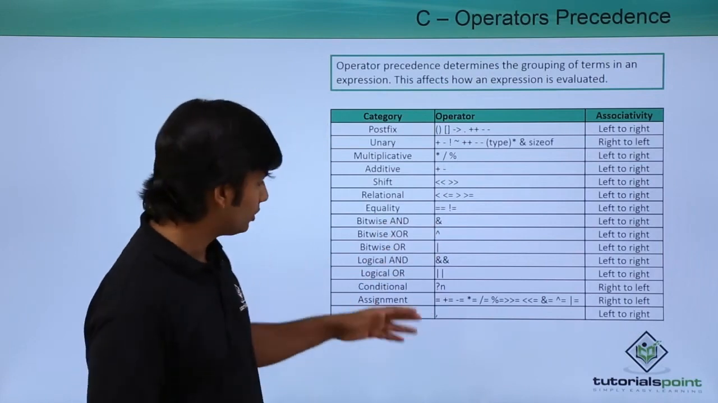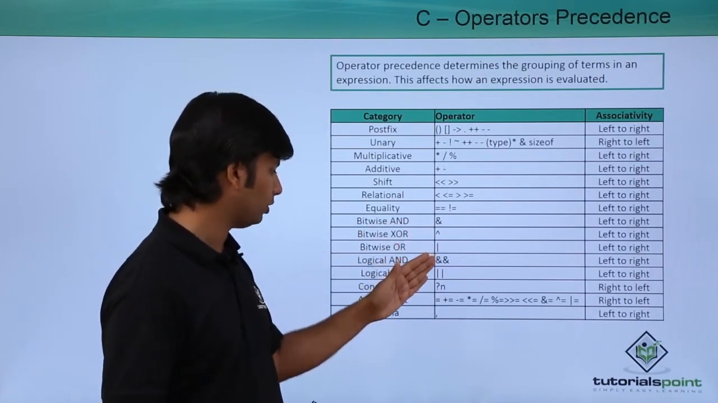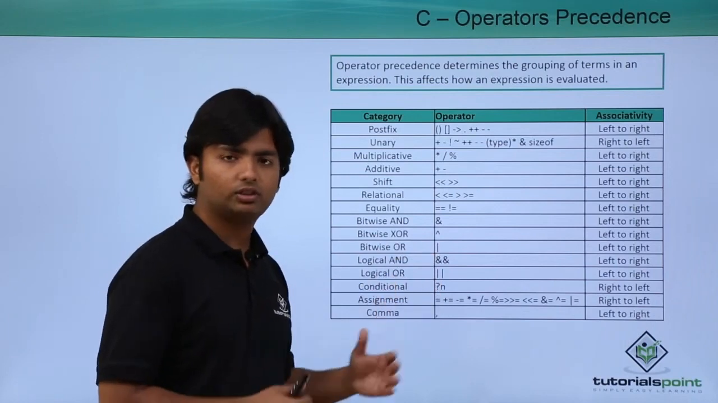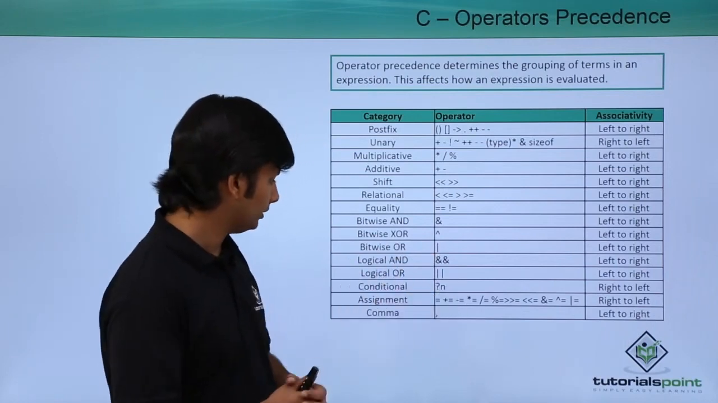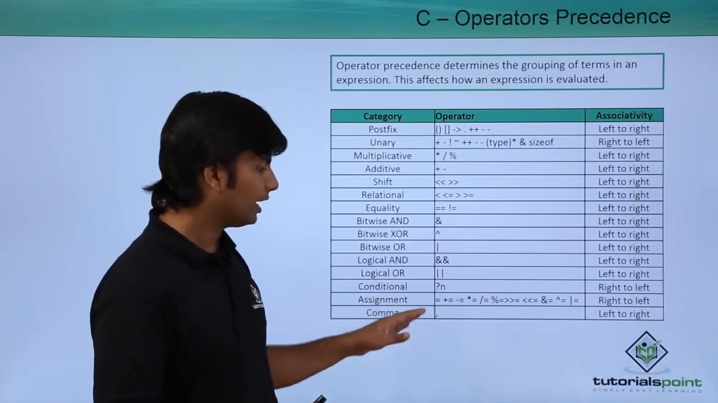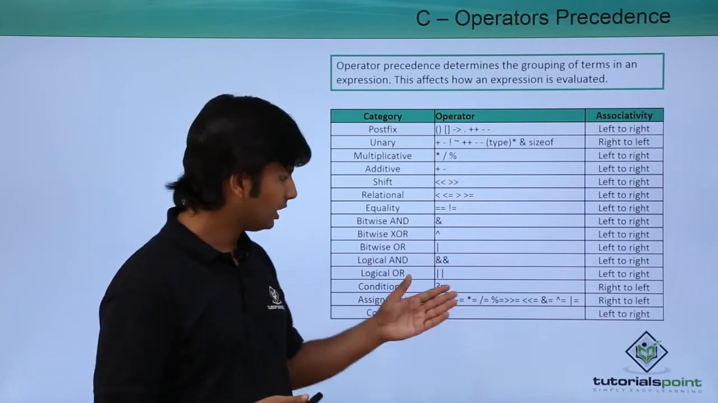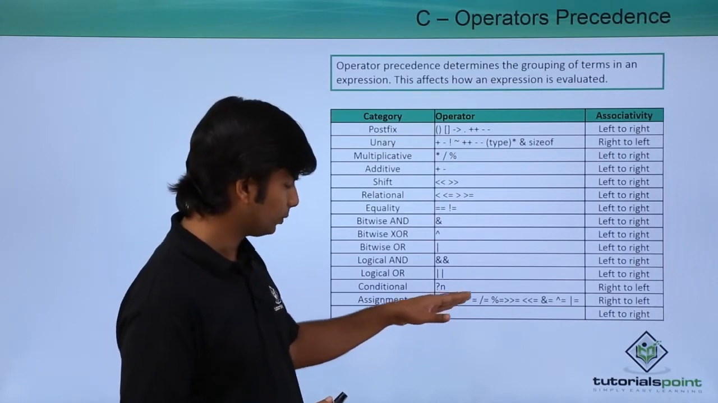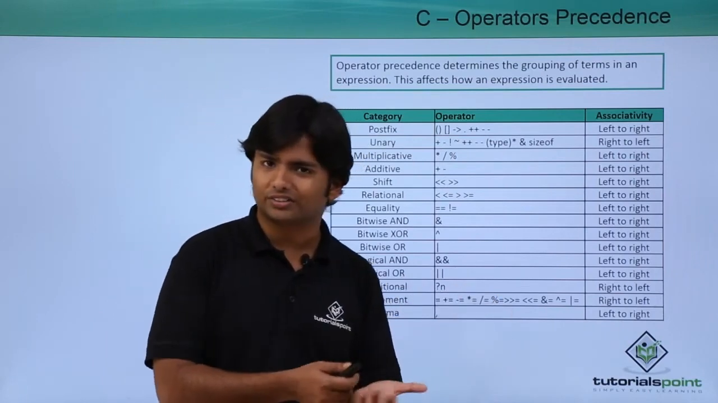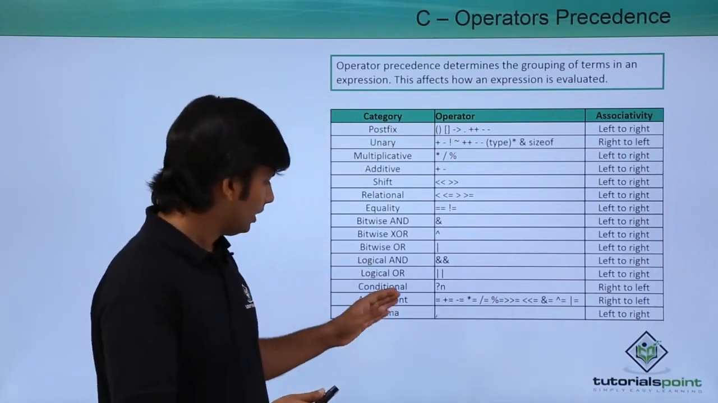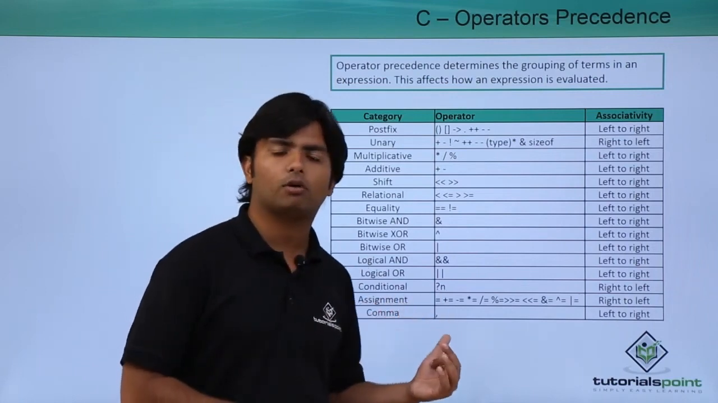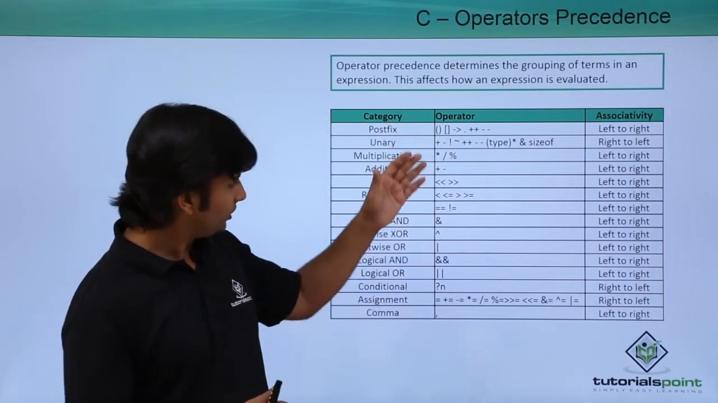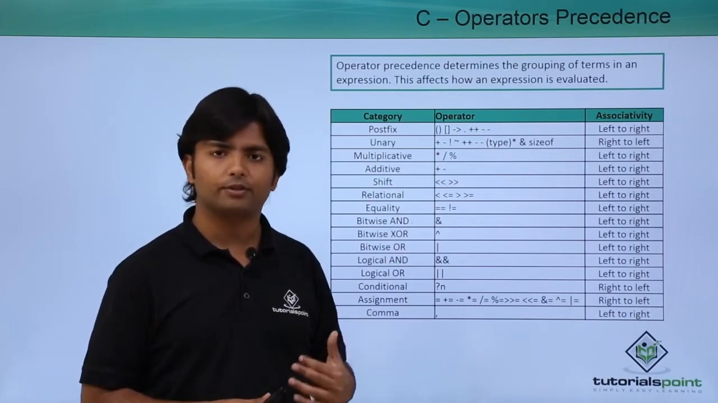And right after that we do have the logical AND, logical OR, and conditional, that is the ternary operator. After that we have the shorthand operators like equals to, meaning assignment, including the shorthand like plus equals, minus equals, which we have already discussed in our just previous video. And after that we have the comma operator. So this is the precedence of working with the operators.